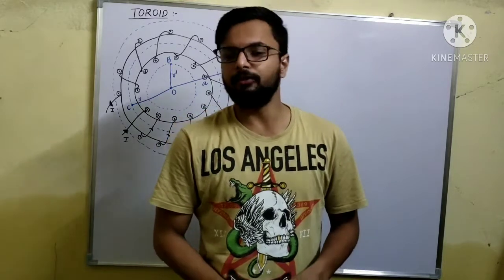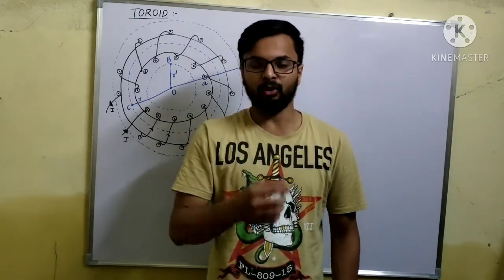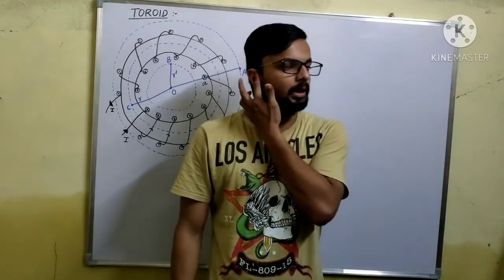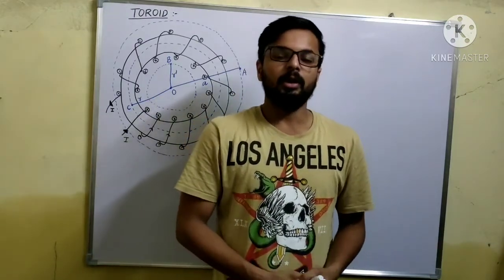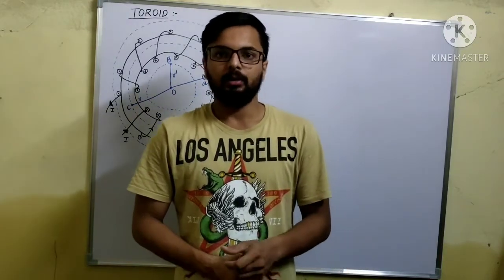We have also seen the formula for the magnetic field inside the solenoid, and that at points taken outside the solenoid, the value of the magnetic field there was 0. In today's class we will study the toroid.